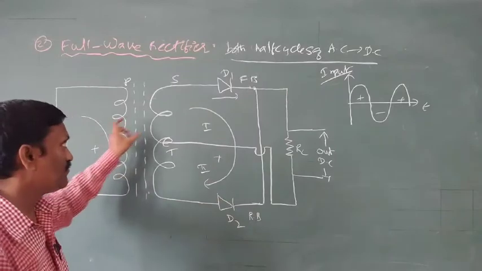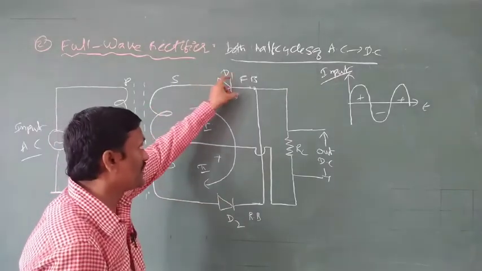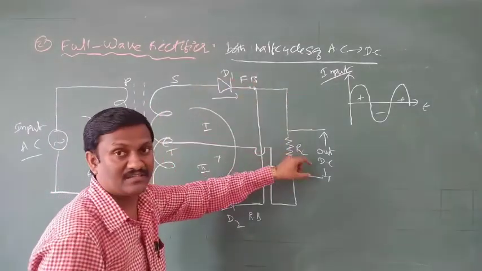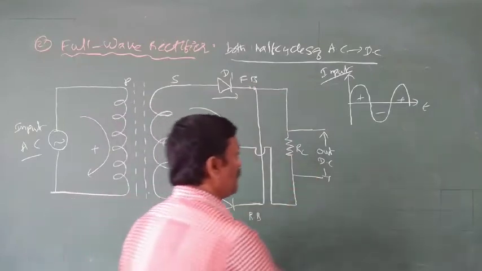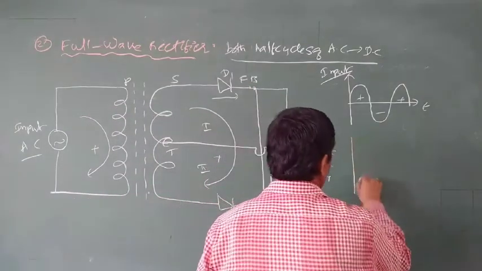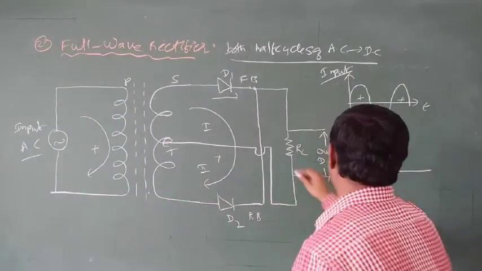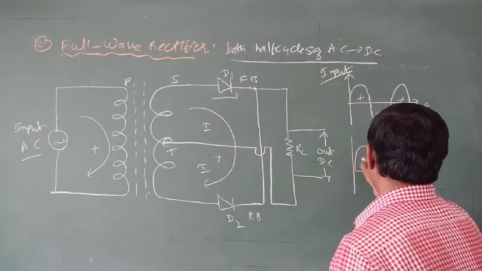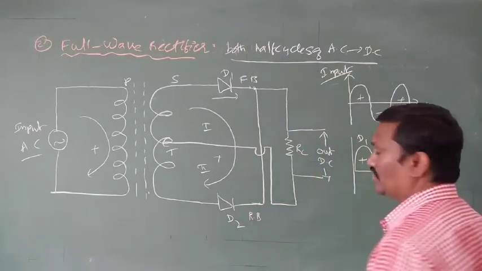That means maximum positive current is passing through diode 1 and appears across RL. That means here the positive half cycle is rectified by diode 1. So the positive half cycle is rectified by diode 1.